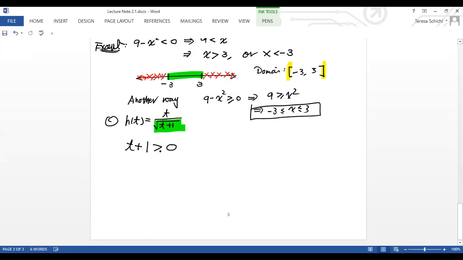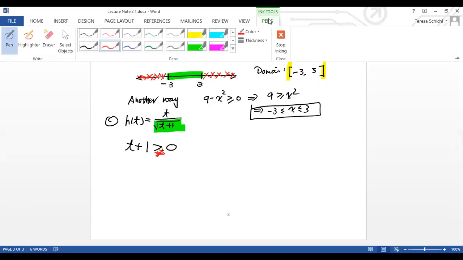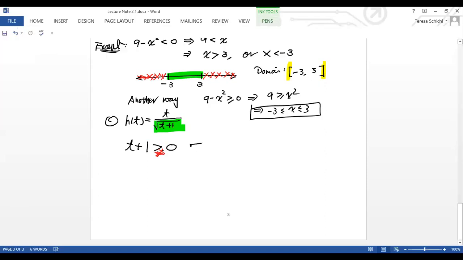See here, I cannot include this equal sign. This one is not going to work. Why? Because if it is equal to 0, your denominator will be equal to 0. So it's not going to work. So then you solve this one, and you find that t has to be greater than -1, right? So this is what you solve.